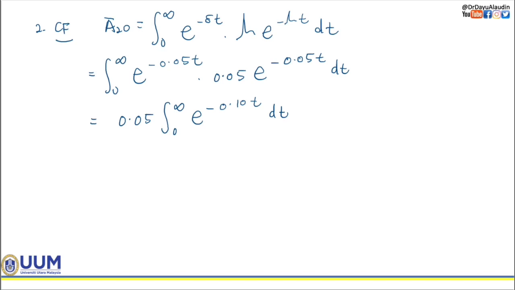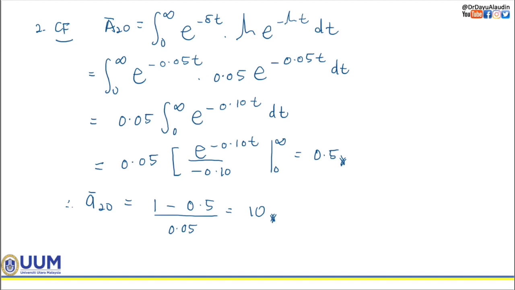So for the constant force case, the upper bound is still infinity, and then we substitute inside. For the infinity we got 0, and then the answer is 0.5. Then we substitute into the annuities using this relationship, and we got 10 for the annuity at age 20 using constant force.